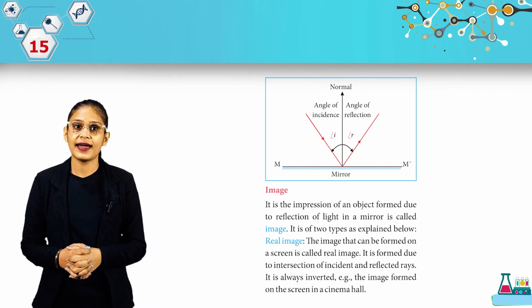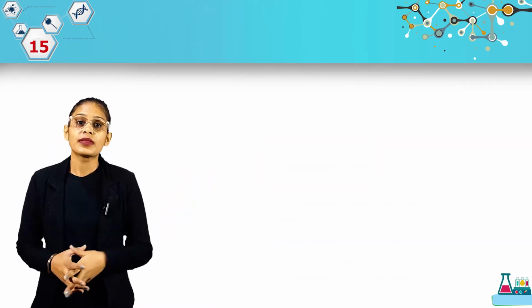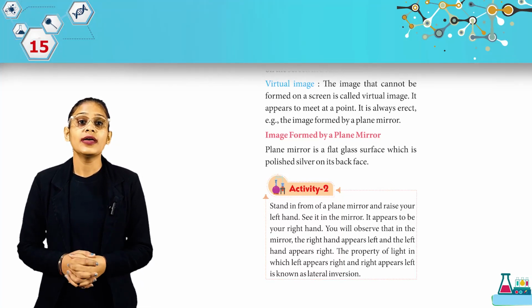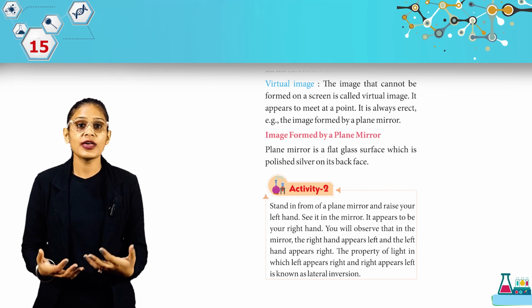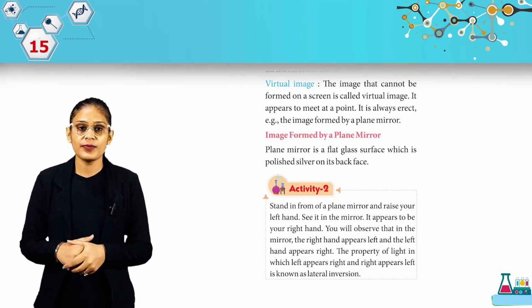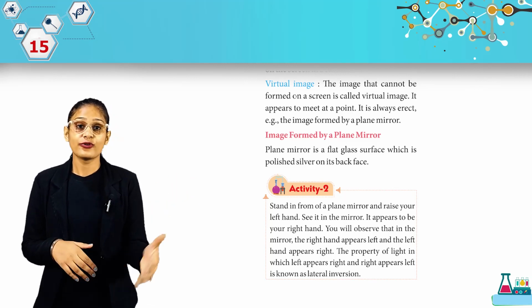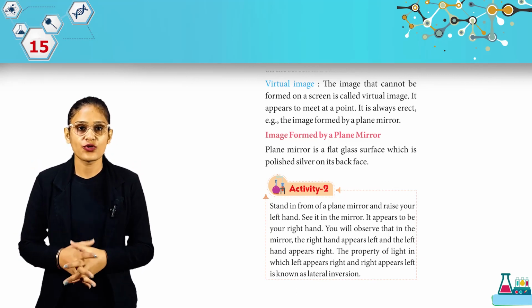So student, ये क्या है? Real images होती है. Now we have virtual image. The image that cannot be formed on a screen is called virtual image. It appears to meet at a point. It is always erect. Example: the image formed by a plane mirror. So students, अगर हम virtual image की बात करें तो best example आप देख सकते हैं. आप लोग रोज शीशा देखते हैं, शीशे में जो आपको अपनी इमेज दिखाई देती है, that is virtual image.